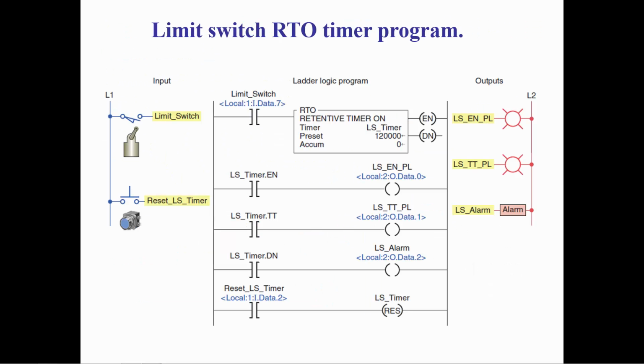This program will demonstrate the operation of the RTO and the corresponding RES instruction. When the limit switch is closed, the retentive timer on will time. When the limit switch is opened, the timer will stop timing, but will retain the accumulated value. Only when the reset button is pushed will the accumulated value be reset to 0.